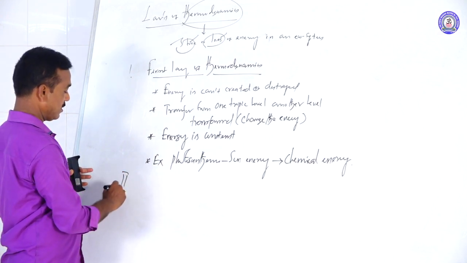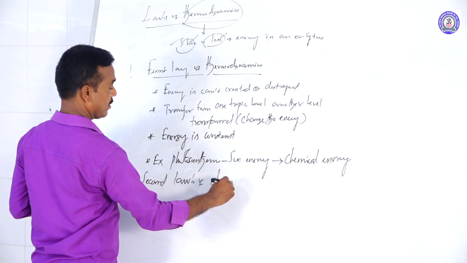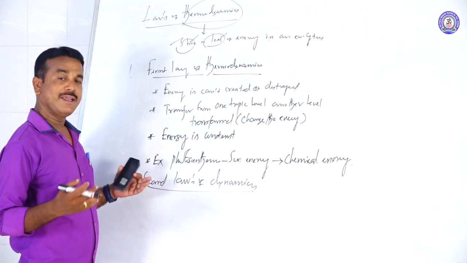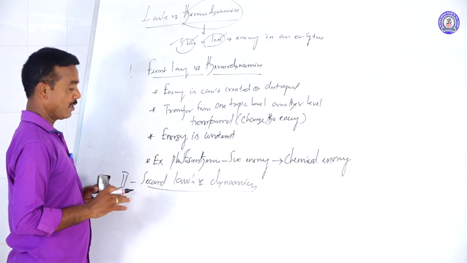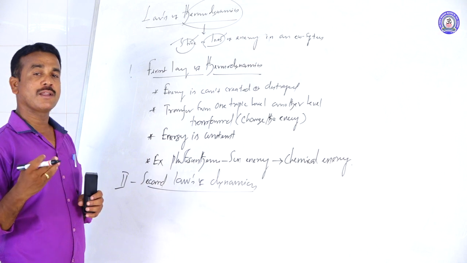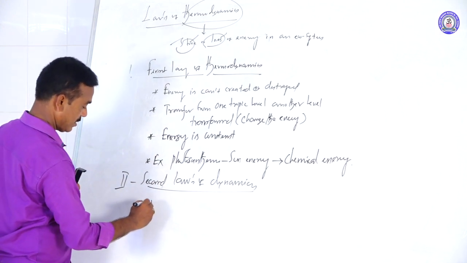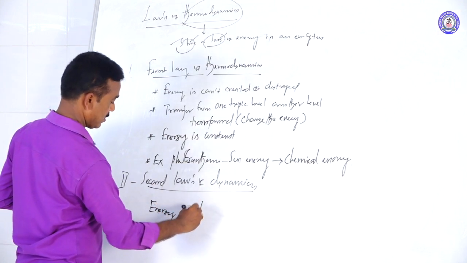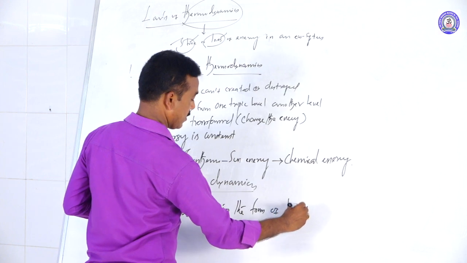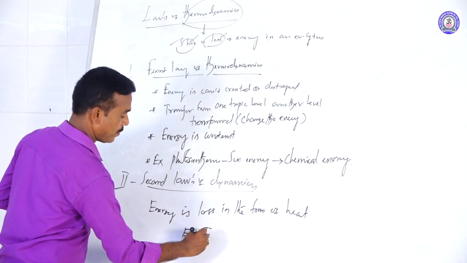Can I go to the second one, commonly called the second law of thermodynamics. What are its characteristics? Energy can be lost. Energy is lost in the transfer of energy from one trophic level to another trophic level. Some of the energy is lost in the form of heat. A very good example of the second law of thermodynamics is the 10% law.